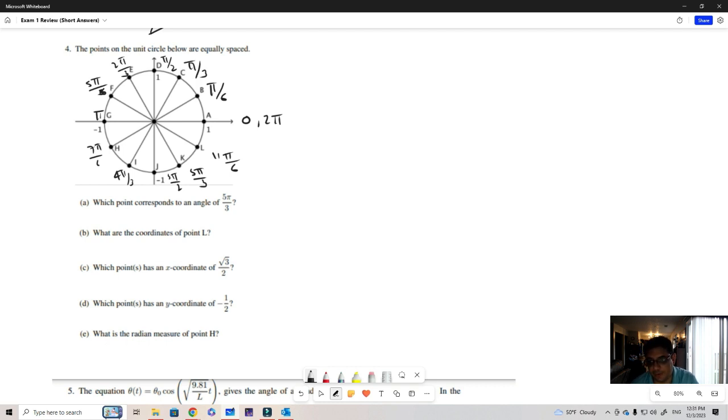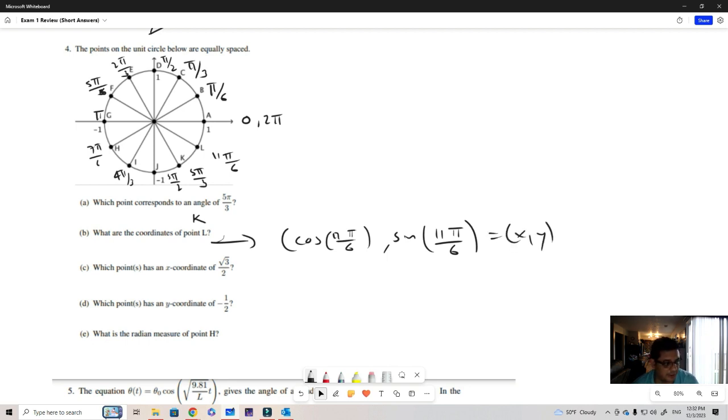Now, which point corresponds to 5 pi over 3? Then we can check the coordinates of the point L. The point L is this one here, but the coordinates are given by cosine of 11 pi over 6, sine of 11 pi over 6. Remember, that's how coordinates x, y are calculated. In special angles, this will be square root of 3 over 2 and minus 1/2.